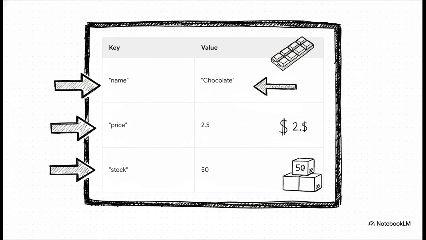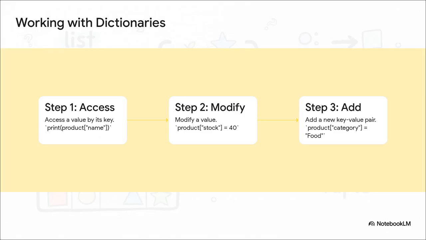It is such an intuitive way to represent things from the real world. You know, like a product that has a name and a price and a certain number in stock. And using a dictionary is just so clear. You don't have to remember what was in position 0. You just ask for the value attached to the key name. You can change the stock level just by referencing the stock key. You can even add a brand new piece of info, like a category, whenever you want. It's just so flexible and descriptive.